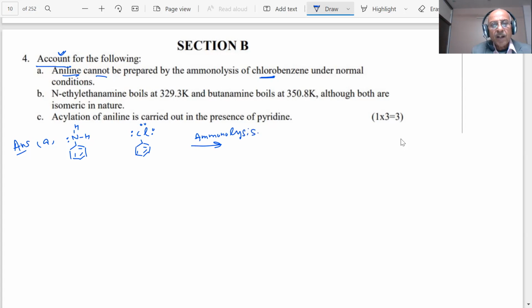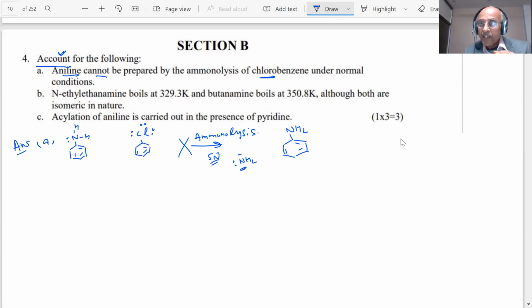what I am doing here is a nucleophilic substitution reaction. You have to replace the Cl by the NH2 group. So if I want to convert this into aniline, this is an example of nucleophilic substitution reaction, where the base, as you can see, is NH2. Now the question is, this reaction does not take place. Why? What is the reason?